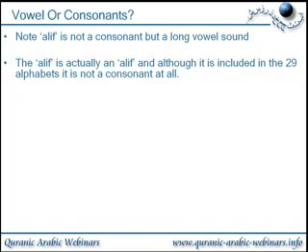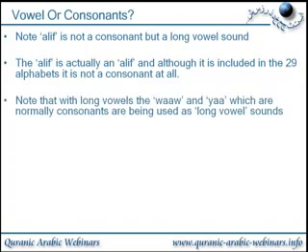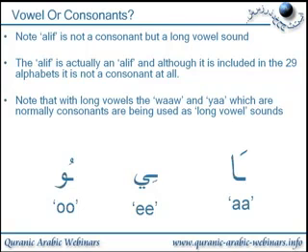They're proper letters, but the alif itself is not a letter in the sense it will not carry its own sound. The alif is actually a vowel. It's used to lengthen the sound of the fatha before it. So it's written in the alphabet because you need to know what it's called. It's called an alif. But it doesn't act as a consonant. The consonant that you see sometimes drawn like an alif is actually the hamza, and I'm going to explain this in a minute. Note that with long vowels, the waw and the ya, which are normally consonants, are being used as long vowel sounds. So we know so far that waw and ya are in the alphabet, and they would normally be classed as consonants. So let me explain.